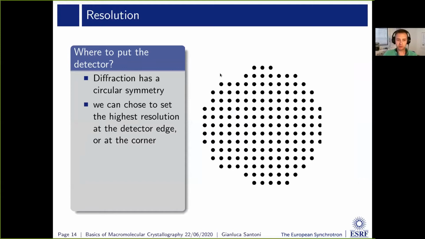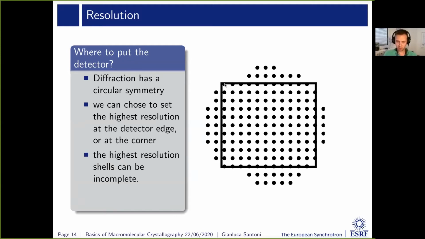Where exactly to put the detector? So this is a very approximate representation of a diffraction pattern. You can see that from the picture before, our diffraction pattern actually has a circular symmetry. More precisely, diffraction spots come out of a cone from the sample, from the interaction between the beam and the sample. We can choose to put the detector mainly in two positions at the beamline. Either we put the detector so that the corners of the detector intercept the highest resolution possible.